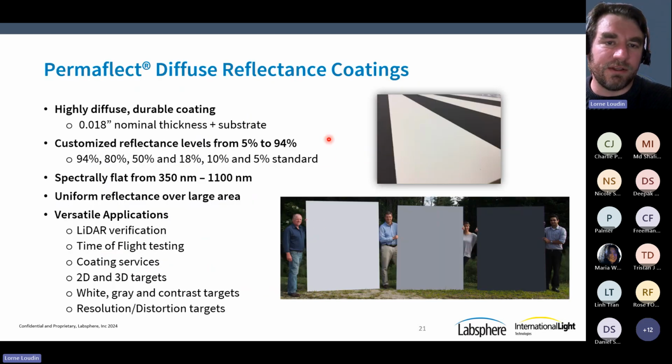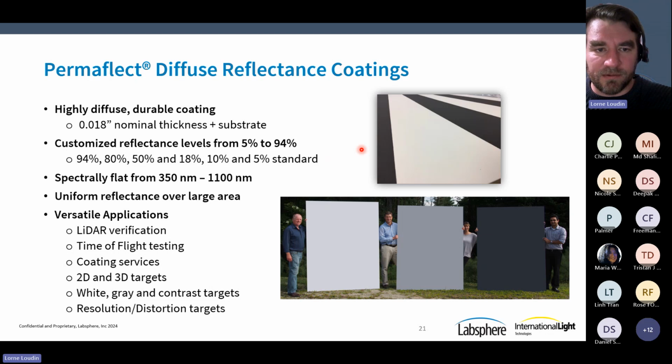Permaflect is a highly durable coating. Again, this can be deployed outdoors. These go on large targets, but also small targets as well. If somebody's building a piece of equipment that needs to be used in a warehouse, sometimes they choose to coat it in something like Permaflect because Permaflect is easy.